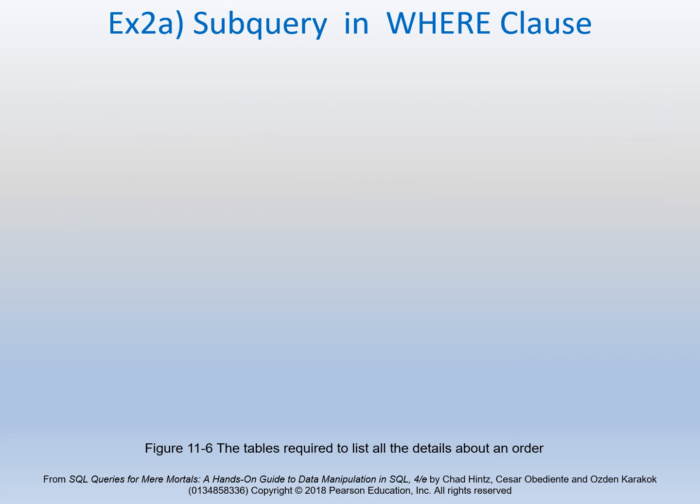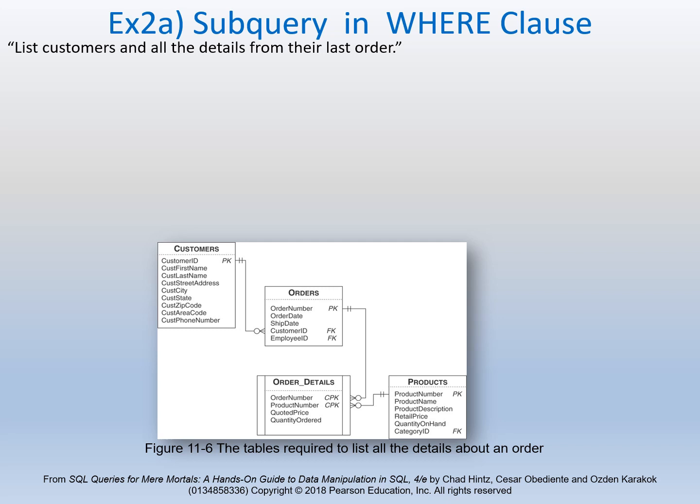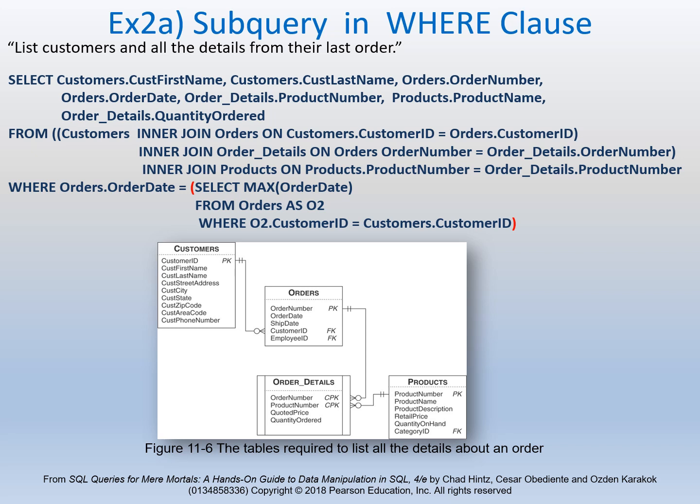This is an example of a subquery in the where clause of a select statement. The query lists customers and all the details from their last order. Our data model consists of four tables, customers, orders, which we used previously, and in addition now, order details and products. This is our select statement. Notice in the where clause, we have a subquery. We have select max order date from the orders table.